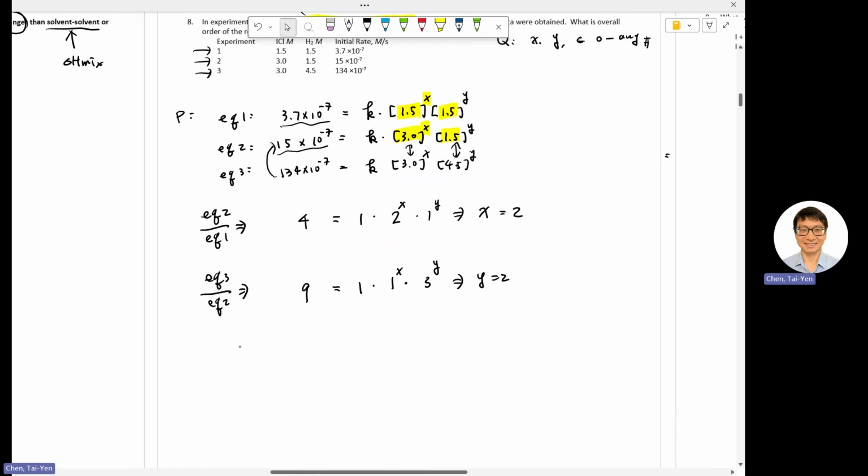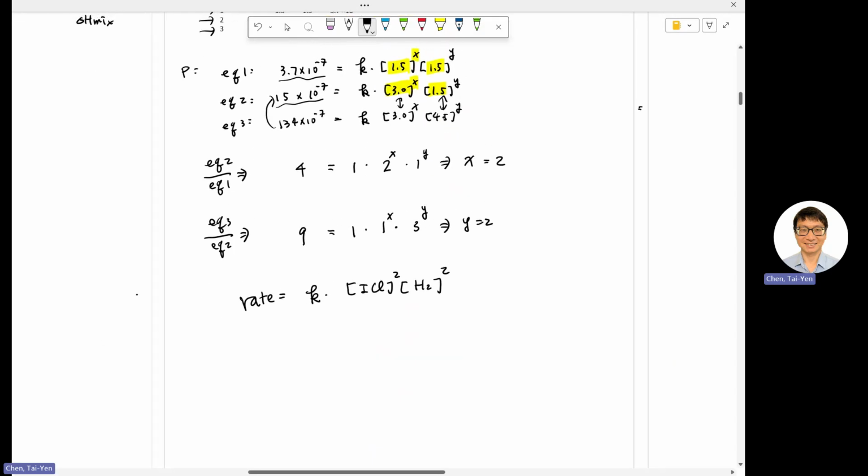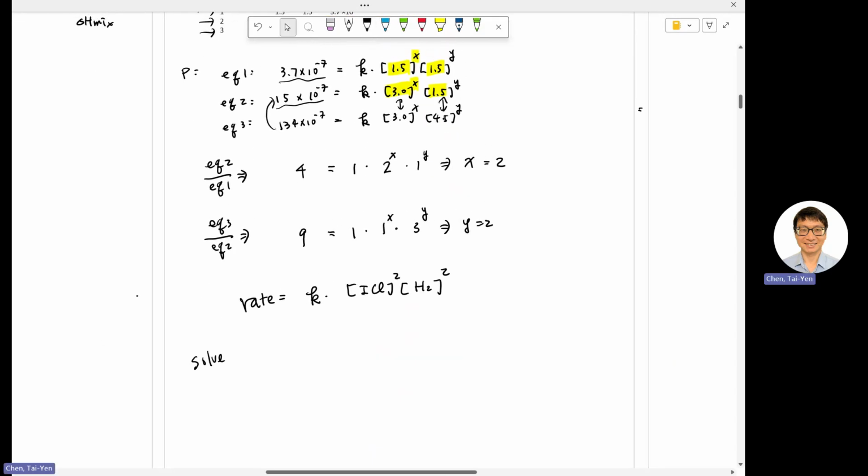Once you solve this, you will know the reaction rate equals rate constant K times ICl to the second power times H2 to the second power. Overall, it's a fourth order reaction. That's how you solve this type of question. The potential question you will be asked is whether you can solve for K. So let's say you want to solve for K.